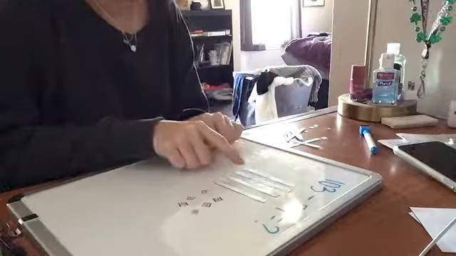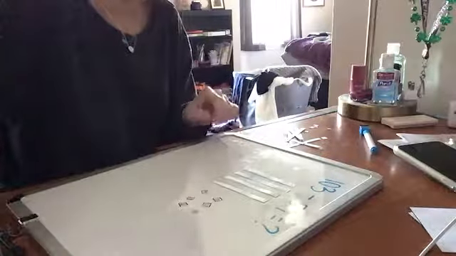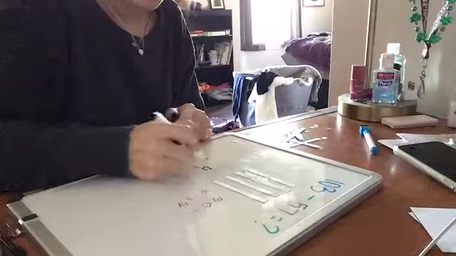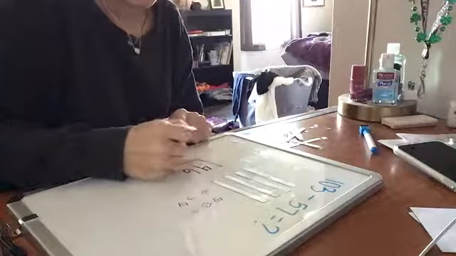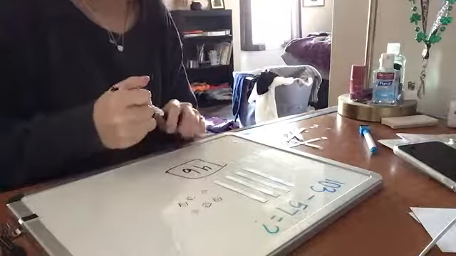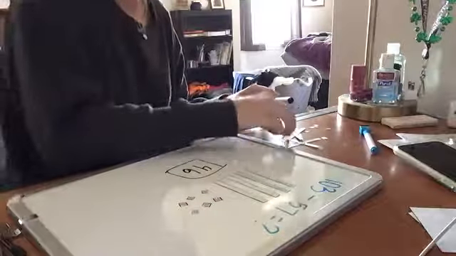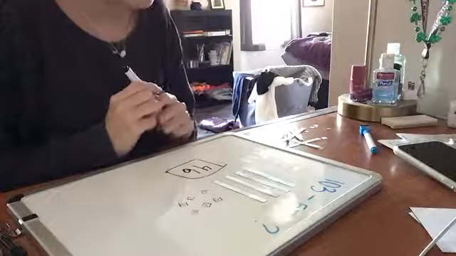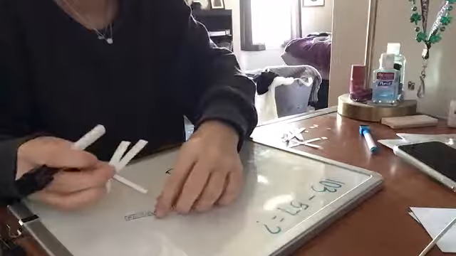We have 1, 2, 3, 4 rods, which is 40. So I'm going to write that. And 1, 2, 3, 4, 5, 6 ones, which is 6. And that left us with 46. So our answer is we have 46 watermelons left. And that's how you'd solve a subtraction problem using base 10 blocks.